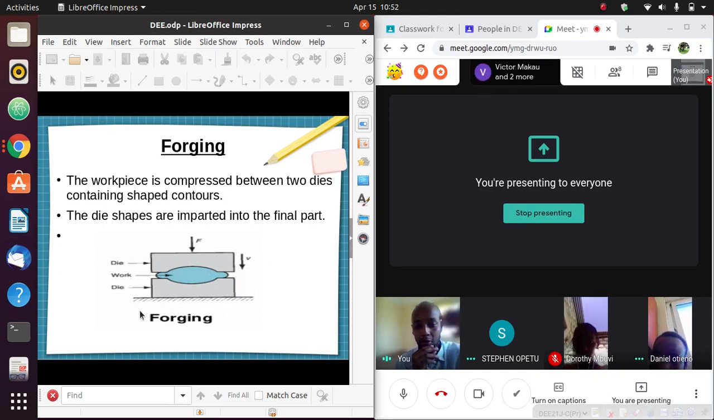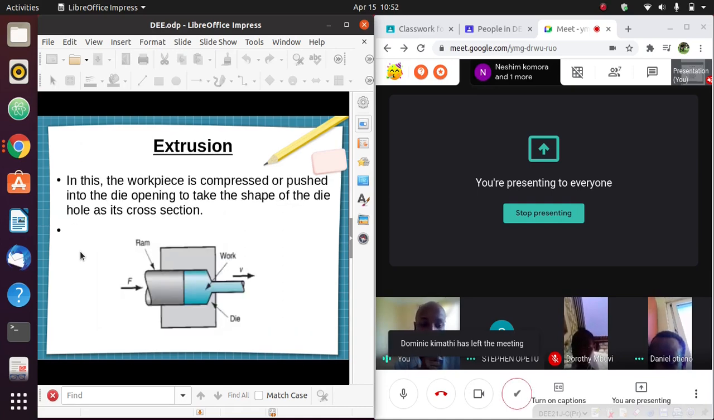So when you apply force on a die and you compress a piece of metal, this is known as forging. Now there are very many types of forging, but this is just a very simple explanation of what forging is. Kuna ile ya blacksmith ambaye anachukua chuma anaweka katika anvil ama a place kisha anagonga. That is still forging. When you are applying force on a piece of metal to change its shape ama to deform it, that is forging.